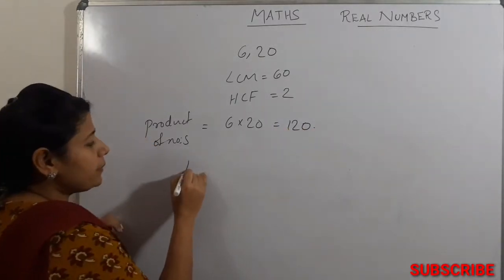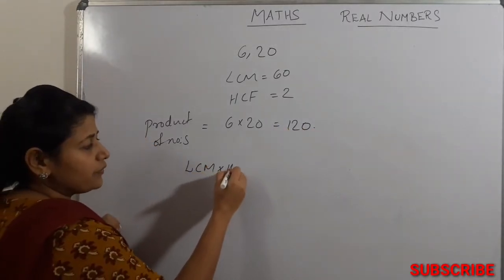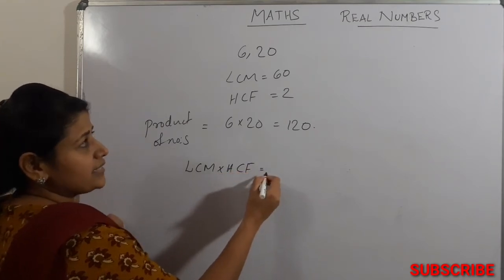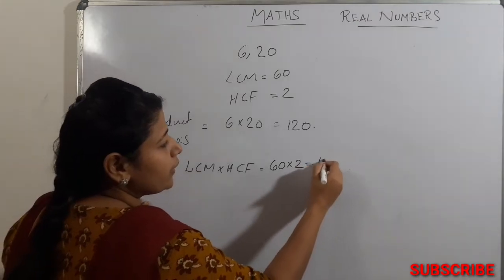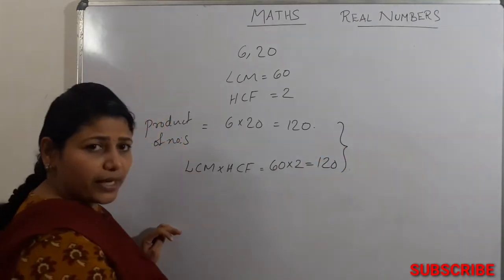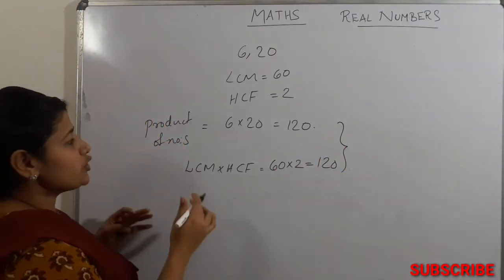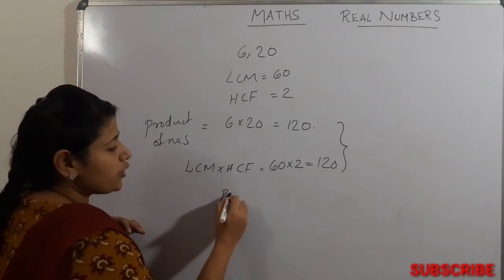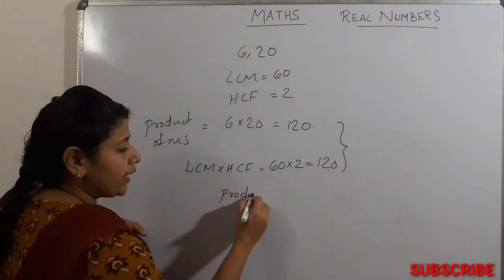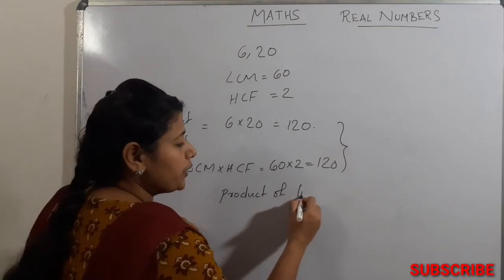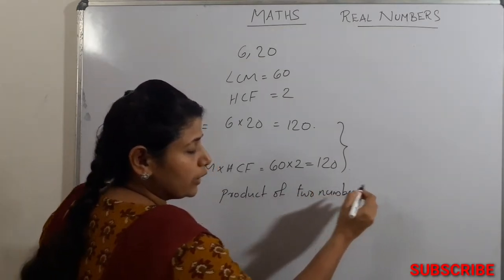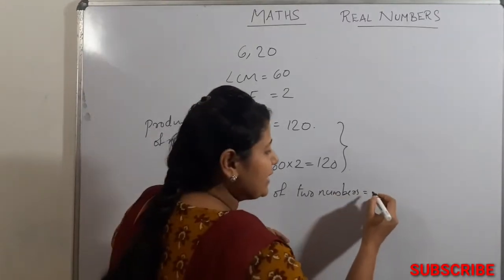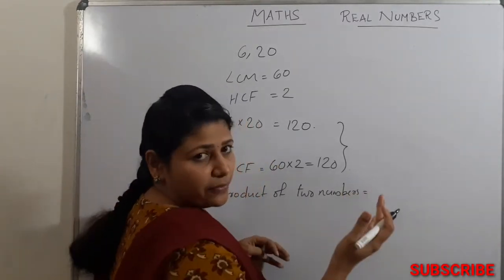Okay. And what about the product of LCM and HCF? The product of LCM and HCF, 60 into 2 equal to 120. Both are same. Okay. So there is a concept which leads to this, that is, the product of two numbers is equal to the product of the LCM of the numbers and the HCF of the numbers.